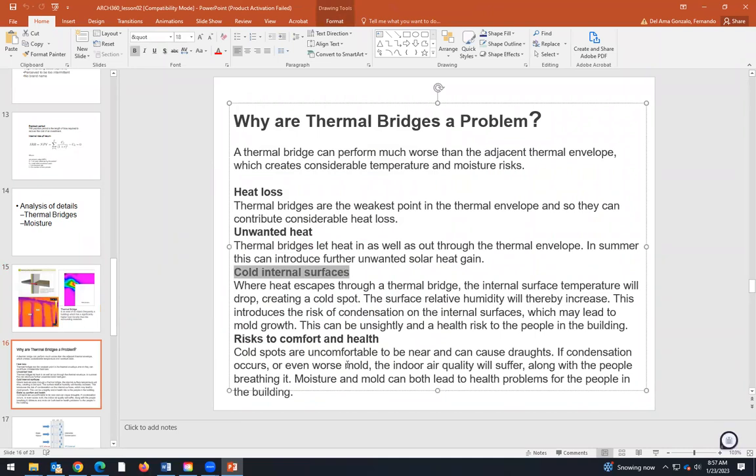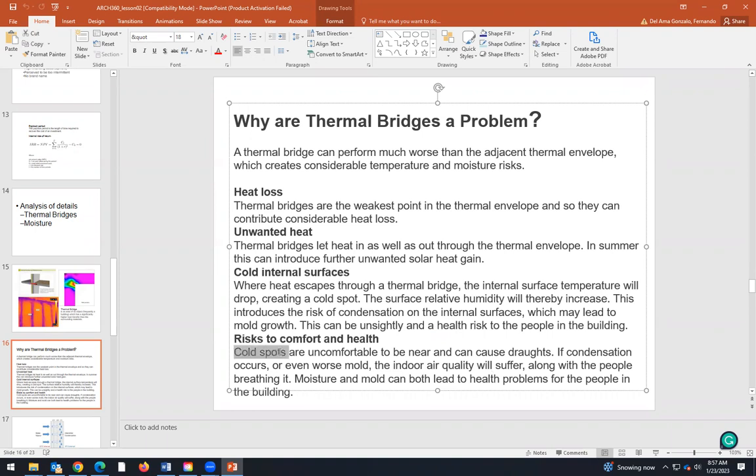We can't see that, but if we are close to a thermal breach, we can feel that the temperature there is colder than it should be. In terms of comfort, it's not good having cold internal surfaces in a wall. And then there are risks to comfort and health.